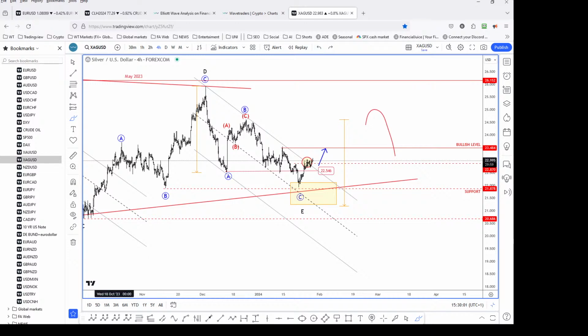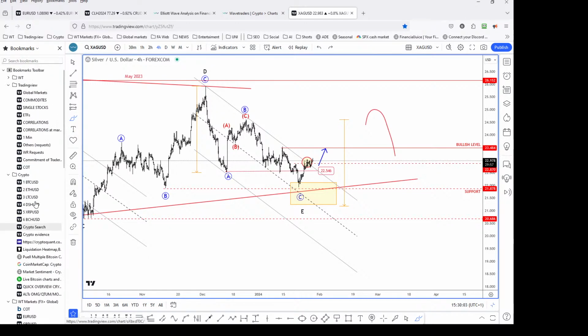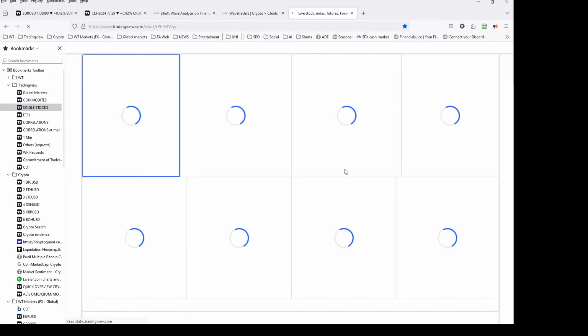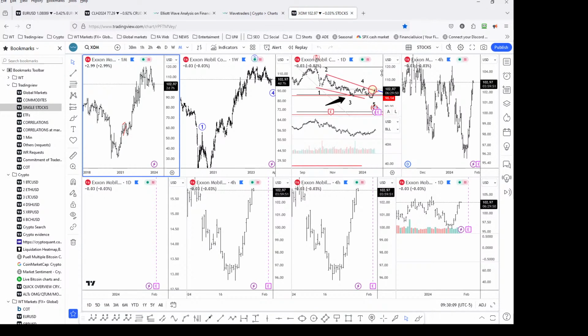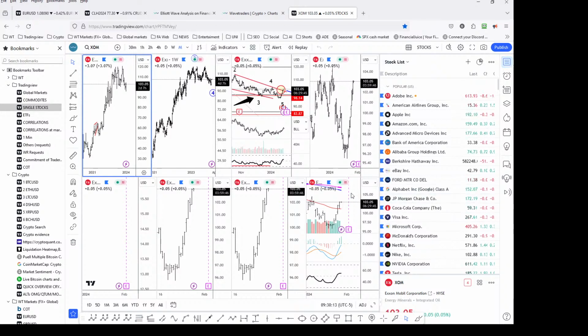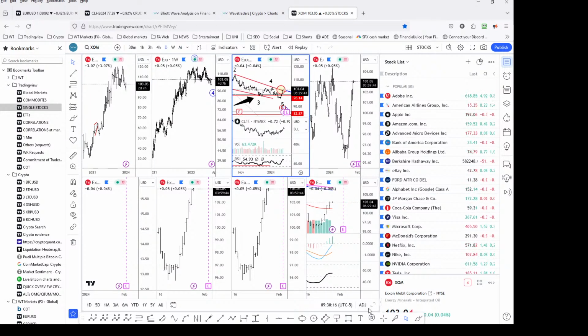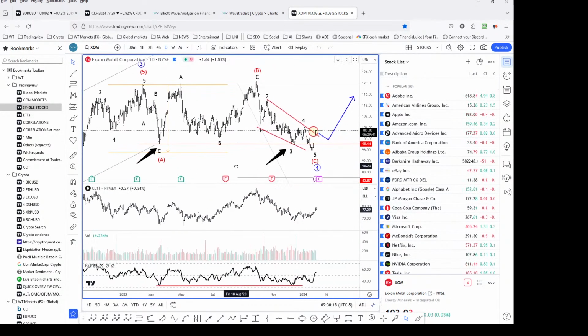Now let's take a look maybe at some of the single stocks, because recently I asked if there is any interest in single stocks, and I see that there's a lot of interest. So let me just walk through some of them. This one is interesting, ExxonMobil Corporation. It's one of the largest traded oil and gas companies, of course, in the US.